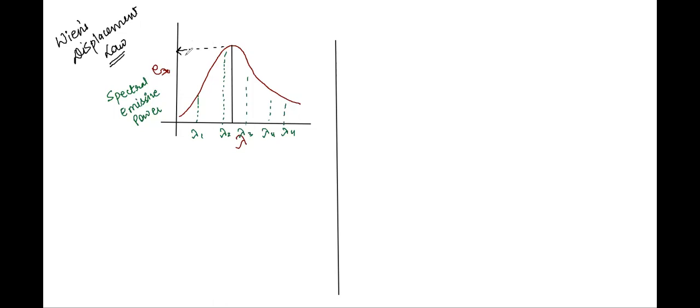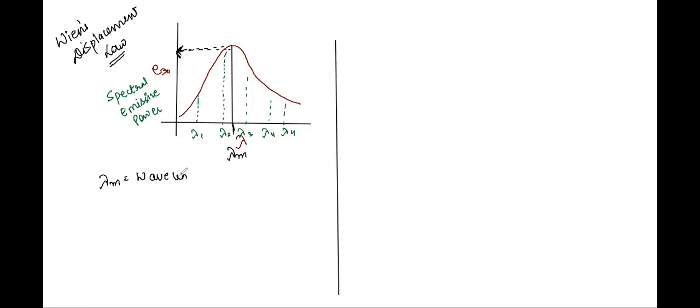And these are in fact called as the wavelength corresponding to maximum intensity. The wavelength corresponding to maximum intensity. So this particular wavelength will be called as lambda m. Write it here. This is wavelength.